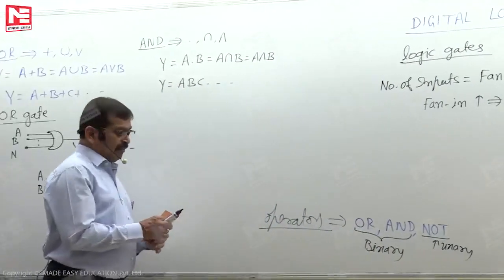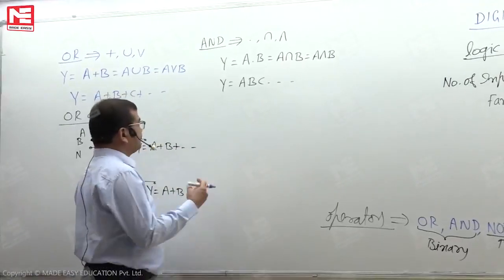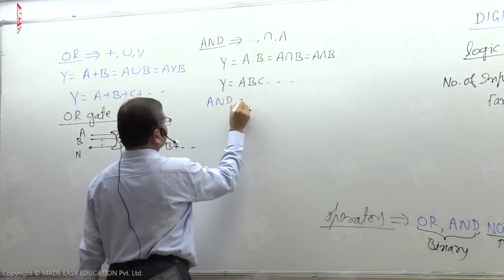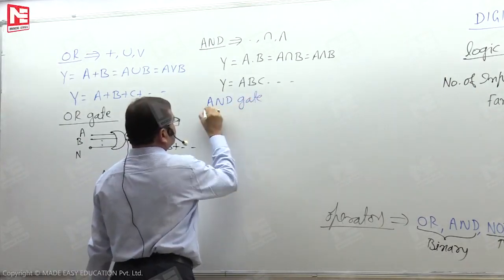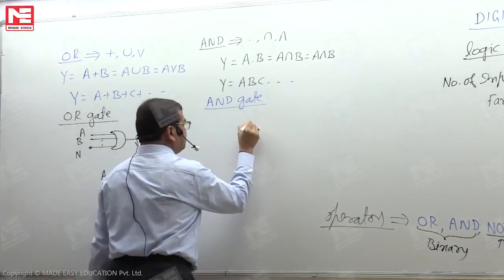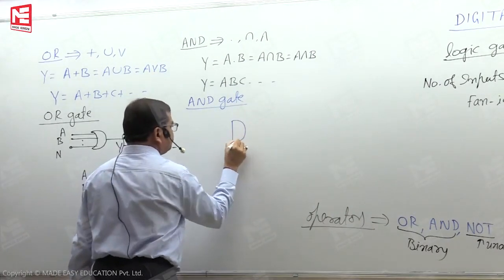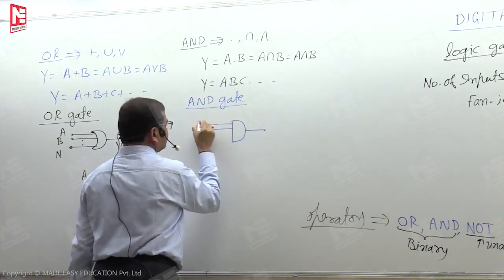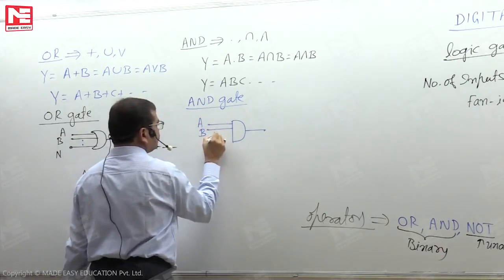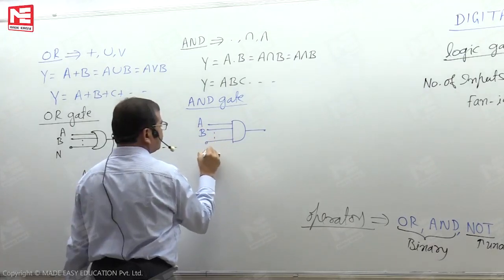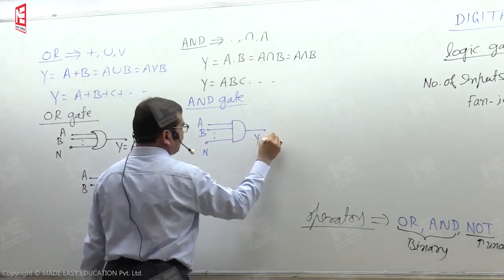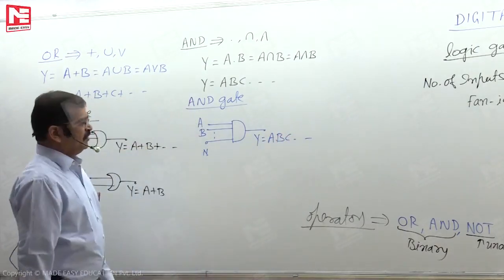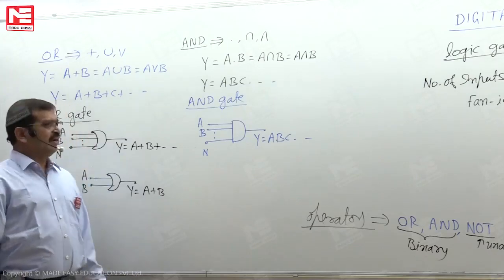To perform this AND operation, the logic device is the AND gate. Symbolically, this AND gate is represented with this symbol. It's the symbolic representation for this AND gate.